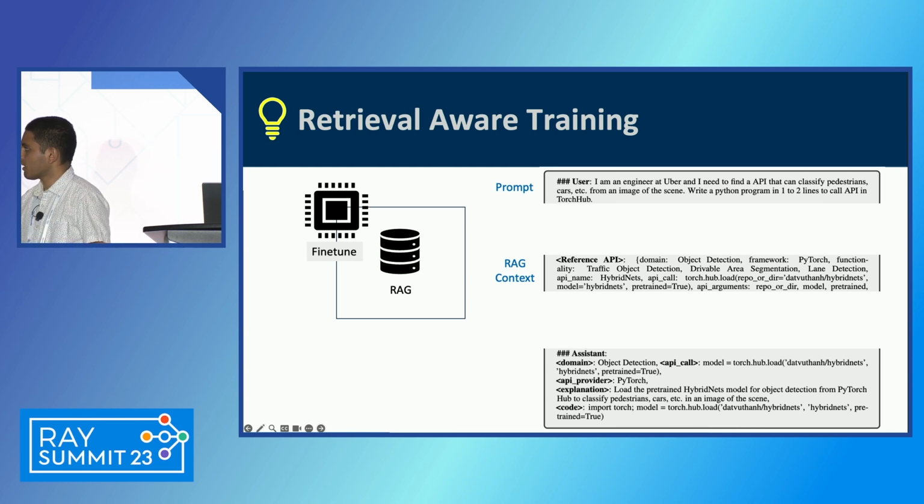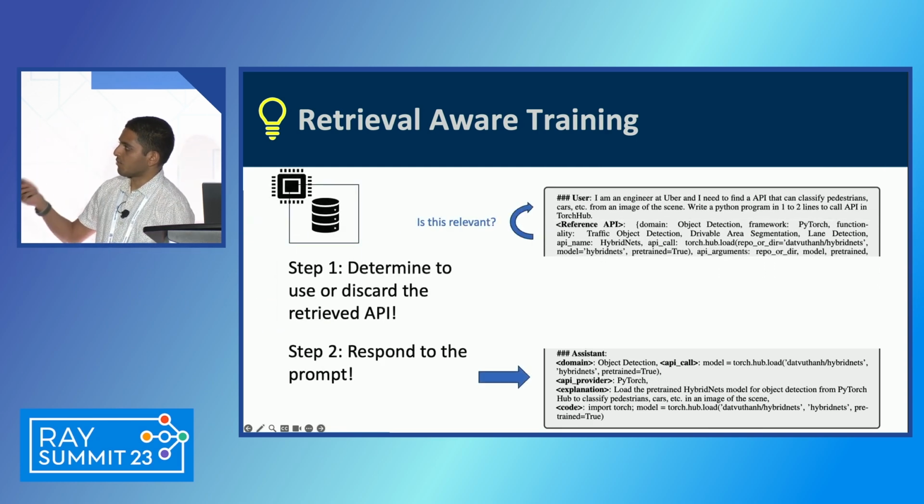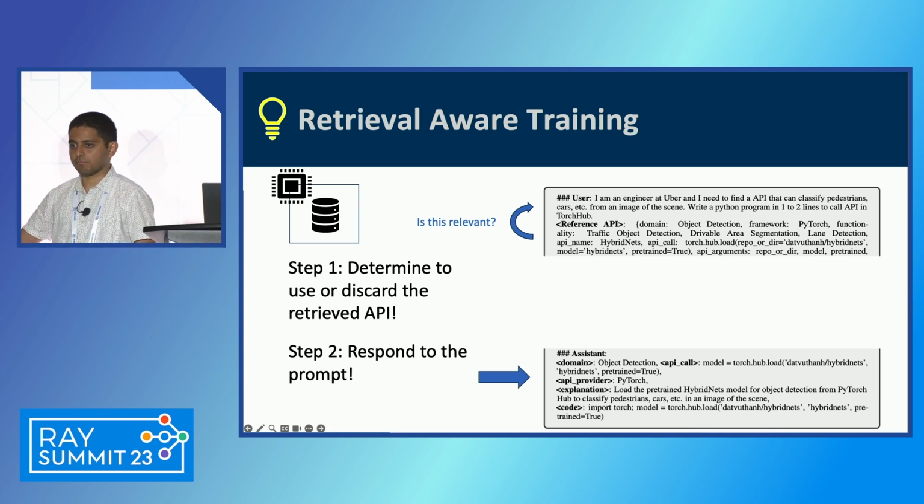And when you use RAG, I've shown top k where k equals 1 over here. It says, hey, look, this looks like an object detection task. Seems reasonable. Why don't you use the hybrid nets model, right? So what the LLM is supposed to do is first ask the question, is this API that I retrieved relevant for the user prompt? If it is, I'm going to use that and then respond to the user.